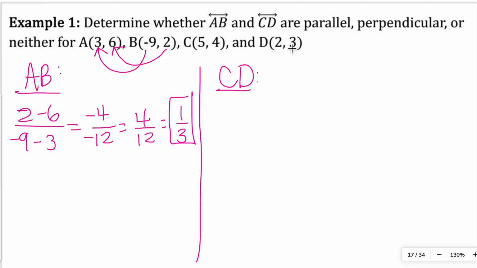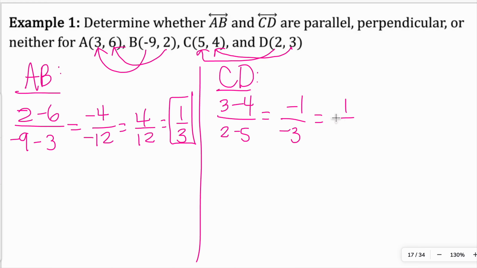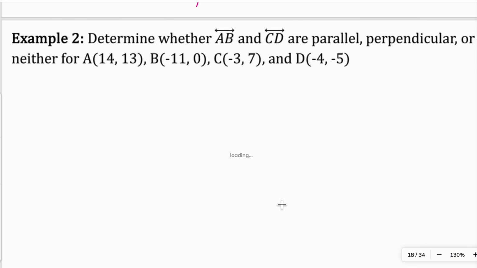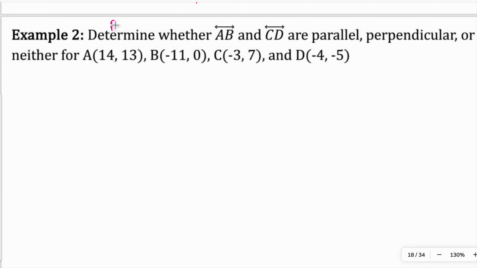For CD, I'm going to do 3 minus 4 for my y's, and since I went here to here, I'm following that suit and going 2 minus 5 from here. 3 minus 4 is -1, and 2 minus 5 is -3, and two negatives in fraction form end up being a positive. So we can say that these lines are parallel because they have the same slope. Okay, let's go on to example 2. See if you want to try this one on your own. So if you want to pause here, try it, and when you're done, click play to check your work.